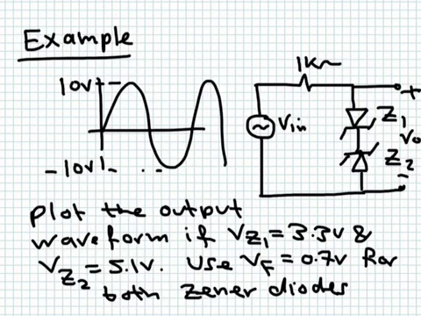Okay, we have one more example here. We have 2 Zener diodes connected back to back, and we'd like to determine the output waveform, given that we have this input waveform from minus 10 to 10. These 2 Zeners are not identical. This one here has a breakdown voltage of 3.3 volts. This one here has a breakdown of 5.1 volts, but both of them have a forward voltage of 0.7 volts.